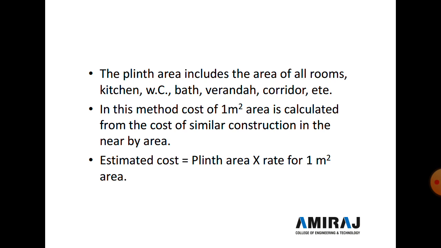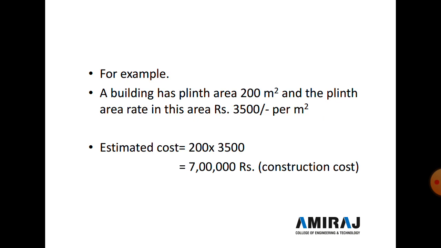Here we also take another example: a building's plinth area is 200 square meters, and the plinth area rate in this area is 3,500 per square meter. So the estimated cost is 200 multiplied by 3,500. We get 7 lakh rupees as the total estimated construction cost by using the plinth area method.